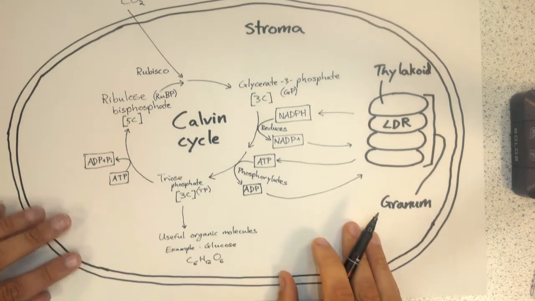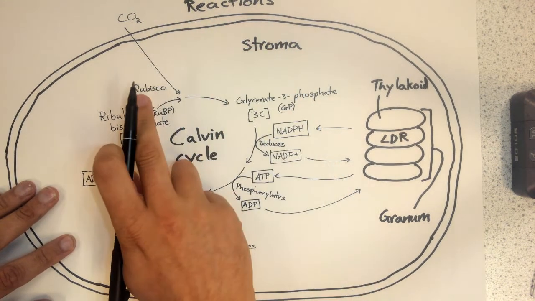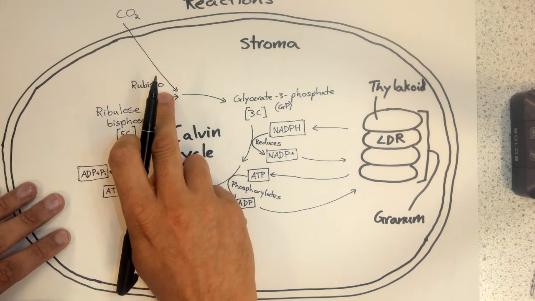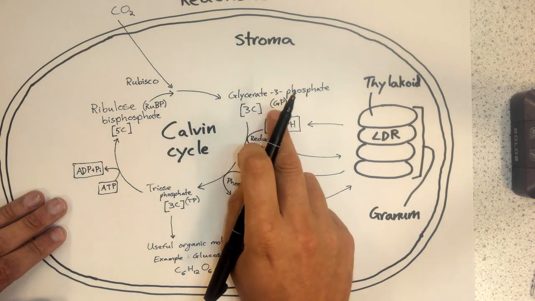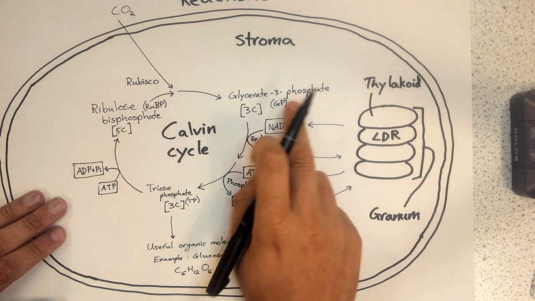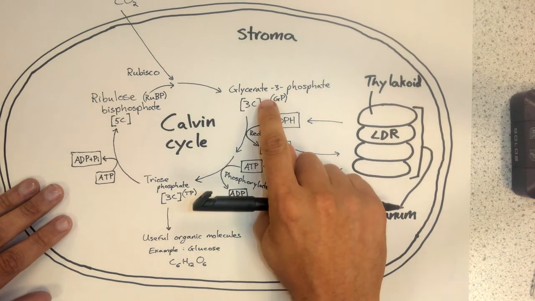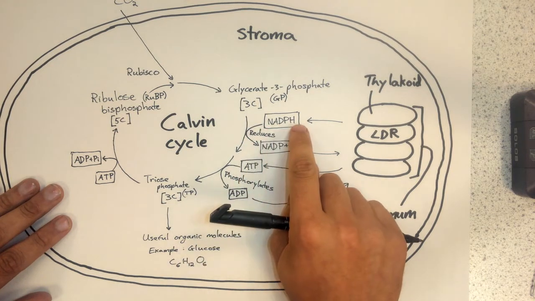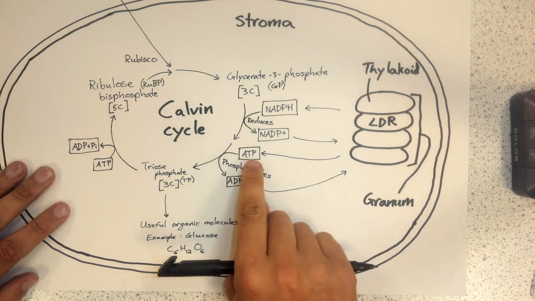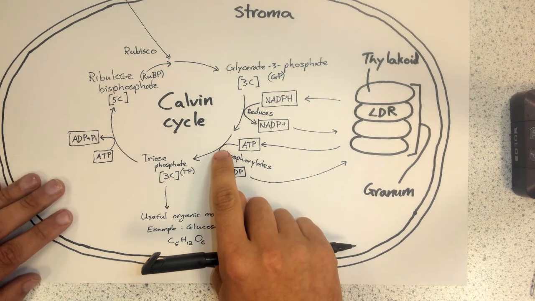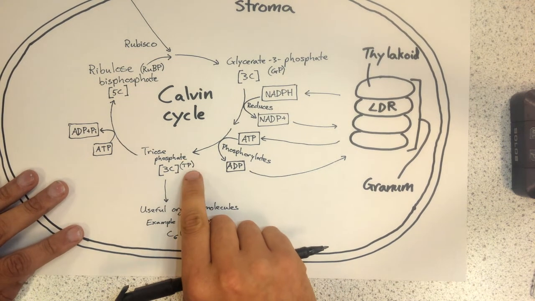So, to review, ribulose bisphosphate, or RuBP, is bound to carbon dioxide by the enzyme rubisco. That forms an unstable 6-carbon molecule that rapidly breaks down into 2 molecules of glycerate 3-phosphate, also known as GP. These are 3-carbon molecules. The GP is then reduced by NADPH, gaining some high-energy electrons, and phosphorylated by ATP, becoming more reactive. The molecule is transformed into Triose phosphate, or TP.